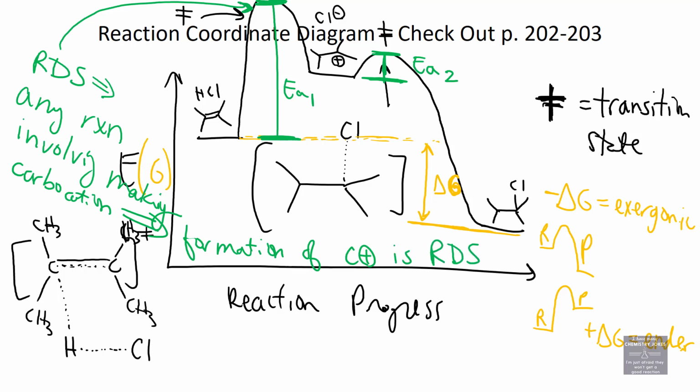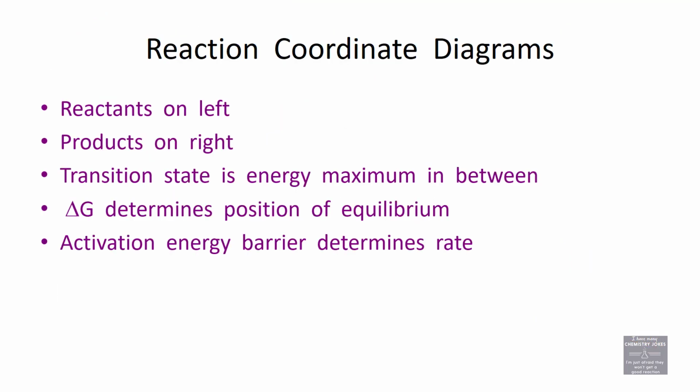So if I were to ask you to draw a reaction coordinate diagram for a certain reaction that makes a carbocation, you know the activation energy of the step that makes the carbocation should be the highest hump on your graph. We cool? Good thing I don't get feedback instantaneously. Here's a bunch of words about reaction coordinate diagrams. I think we kind of covered that.